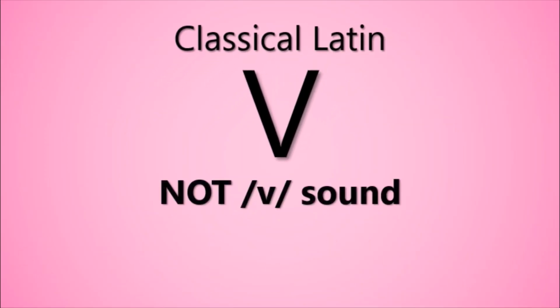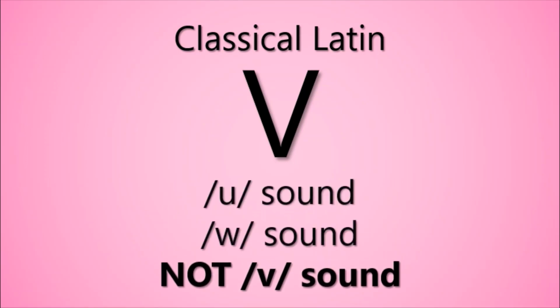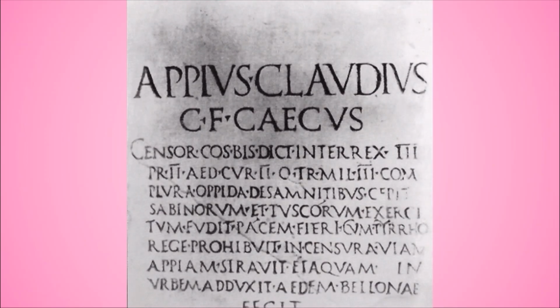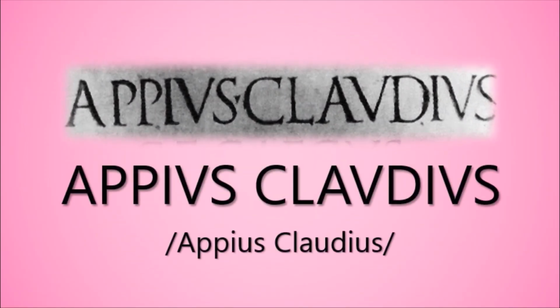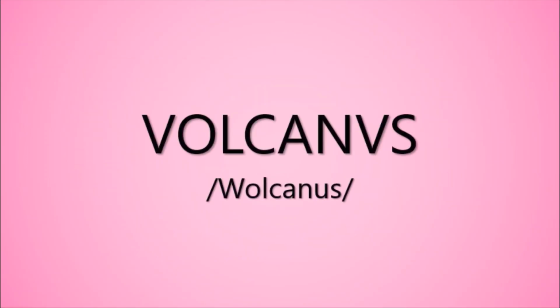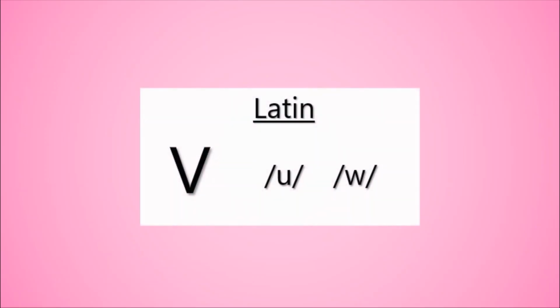This Latin letter that looks like a V actually wasn't used for a V sound at all in classical Latin. No, it was used for the vowel sounds of U, like English U, and a W sound, like English W. For example, in this classical Latin inscription, we see the letter being used as a vowel to write the name Appius Claudius. In other words, such as Vulcanus, the Latin name of the Roman god Vulcan, the letter is used for a W sound. So in Latin, the letter that looks like a V had a U sound and a W sound. But over time, this changed.